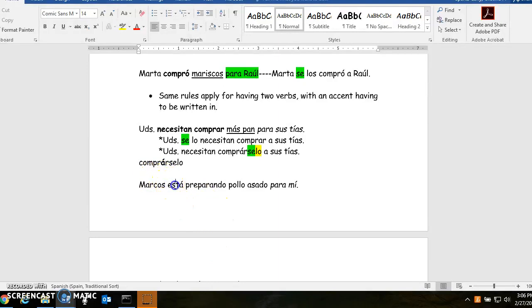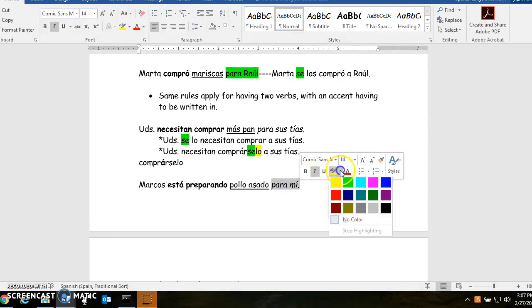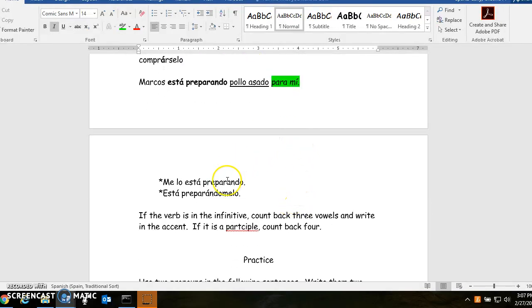Marcos está preparando pollo asado para mí. Two verbs. Está preparando. What is he preparing? Pollo asado. That's the direct object. For whom? For whom is he making this roasted chicken? Para mí. This one's going to go first. Me lo está preparando.